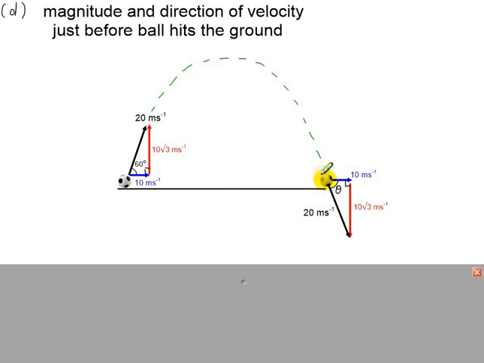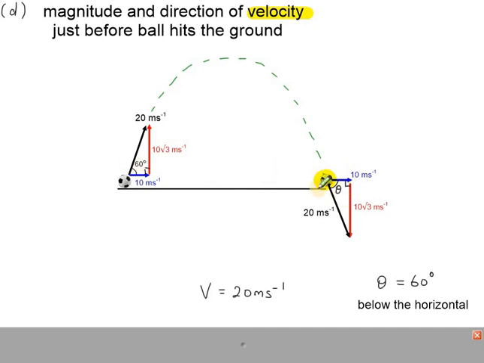20 meters per second is the magnitude of the velocity. We can work out its direction by using some simple trigonometry. And because these triangles are identical, the angle here is also 60 degrees.